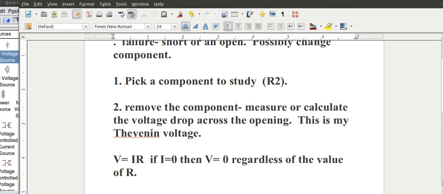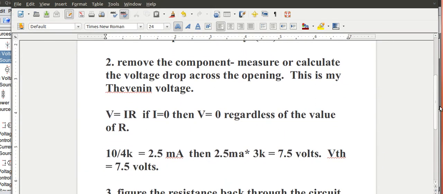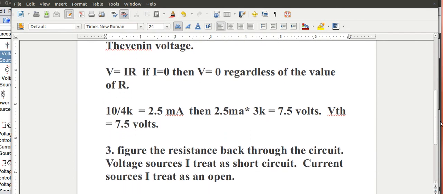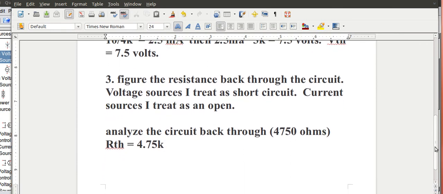You'd remove the component and use your standard steps to figure out exactly what your voltage drop would be, the Thevenin voltage. There's my example. Your example would be different if you pick a different resistor. Then you can figure the resistance back through the circuit. You'll get a different answer if you pick a different resistor. The process, however, is the same, and that's what we're after. Process. I hope this helps you, and I hope you can watch this and see. I suggest you do pick a different resistor and do the calculation so you can come up with different values.